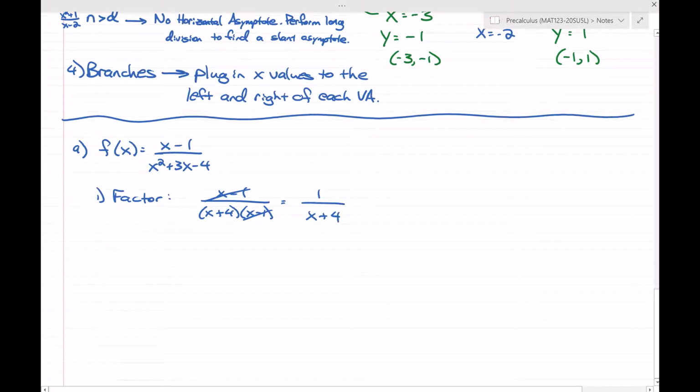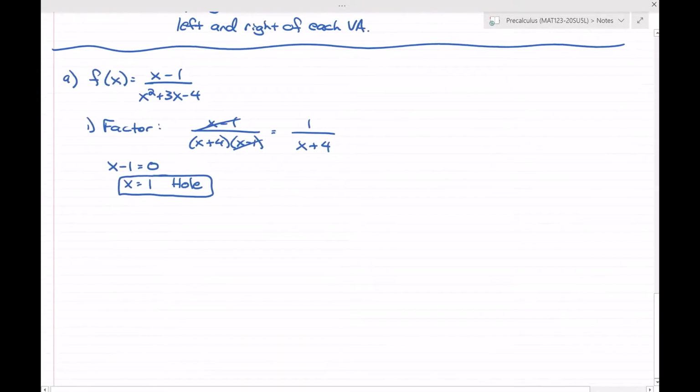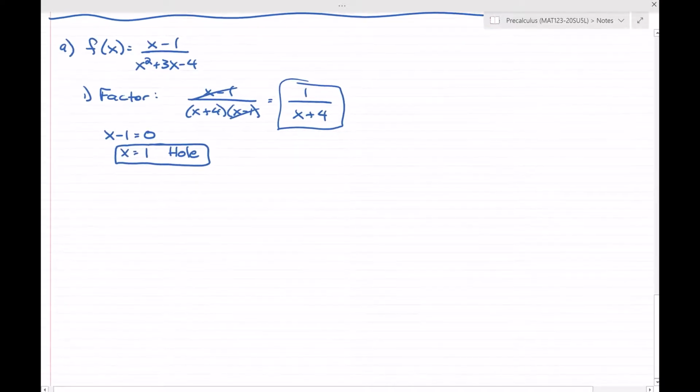But we said in the notes when you factor, if there's a cancellation, like we canceled out x minus 1, we set that equal to 0, and that means that at x equals 1, there's going to be a hole on the graph. We'll see that when we graph it in a little bit. But now going forward, we're just going to look at our simplified equation when we go to graph.